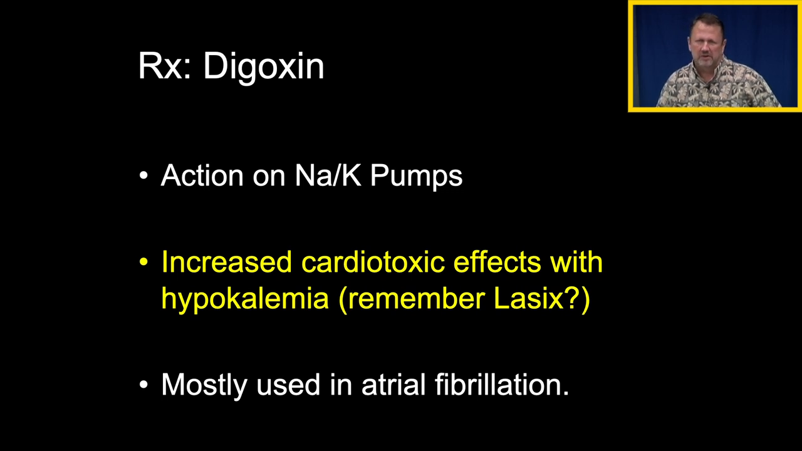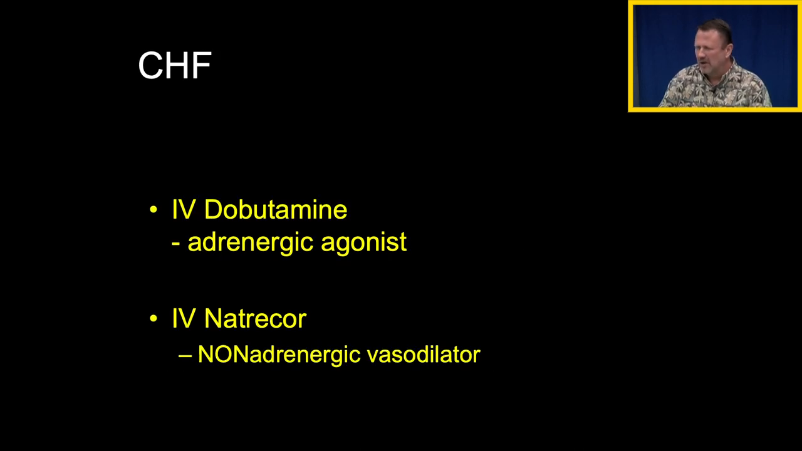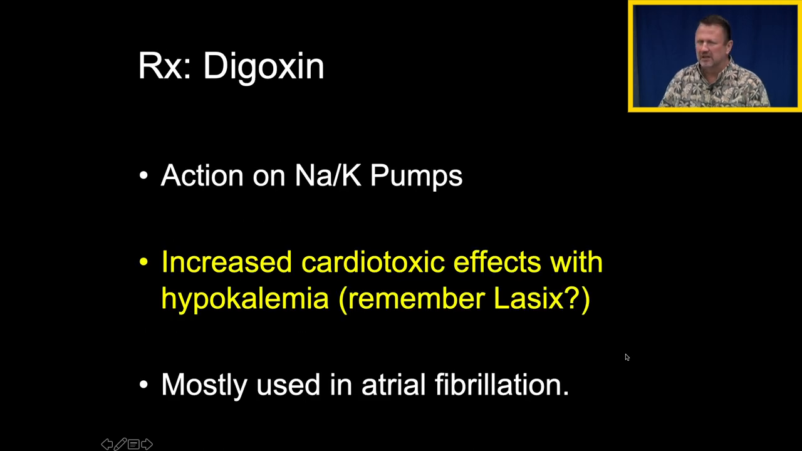If you read the old books on digoxin, they'll talk about it being a positive inotrope, increasing contractility of the heart. Now we use it mostly for atrial fibrillation. This is a great drug that is a positive inotrope, dobutamine. NatriCor has a very interesting way of working. It's primarily a vasodilator. Digoxin is also a positive inotrope. And again, in the old days, it was described as a drug for congestive heart failure, but now we use it mostly in atrial fibrillation.